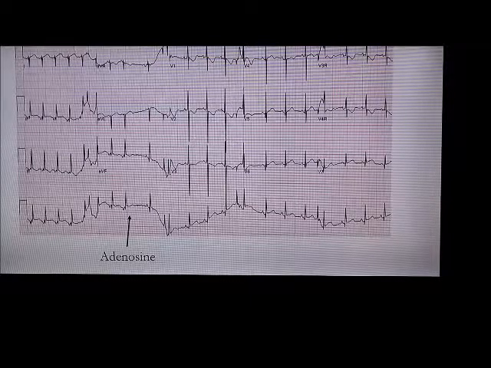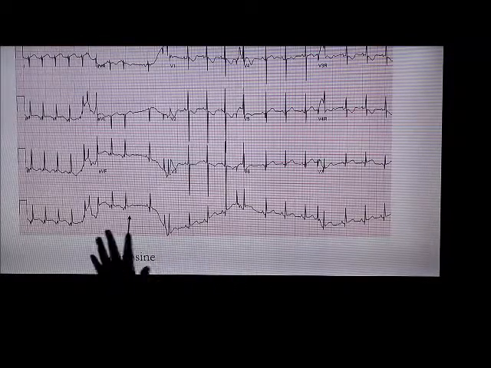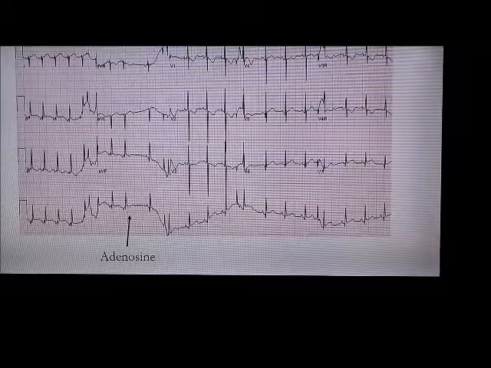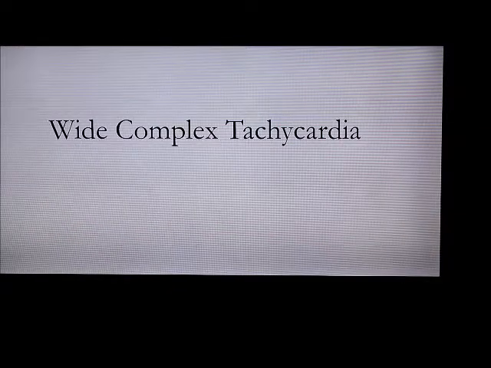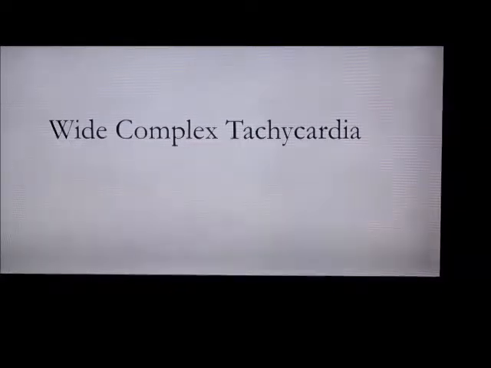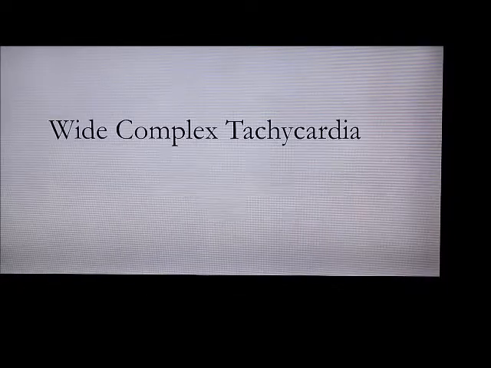If this was a focus in the lower atrium that's just giving you ectopic beats, and you give adenosine, you will slow down the rate, but you will not affect the focus, so the focus will keep on giving you beats. So you will see the rate slows down, but the P wave doesn't really change much. Okay, so that was narrow-complex tachycardia. Is it clear? Any questions on it?